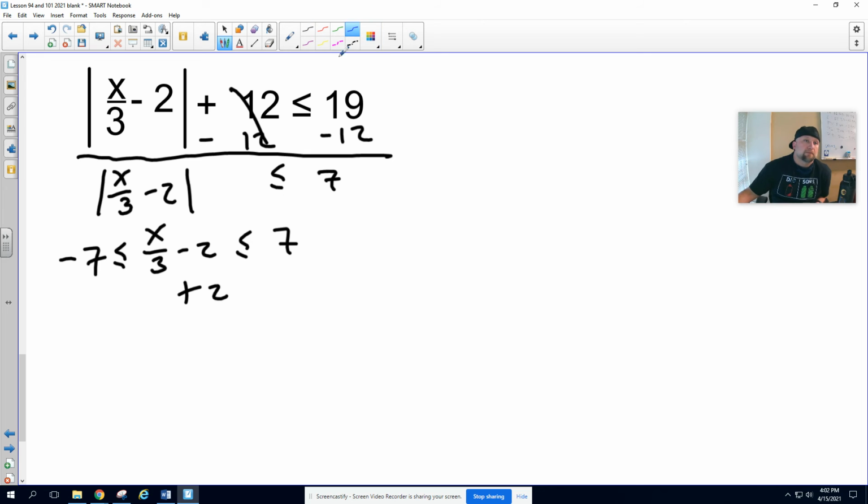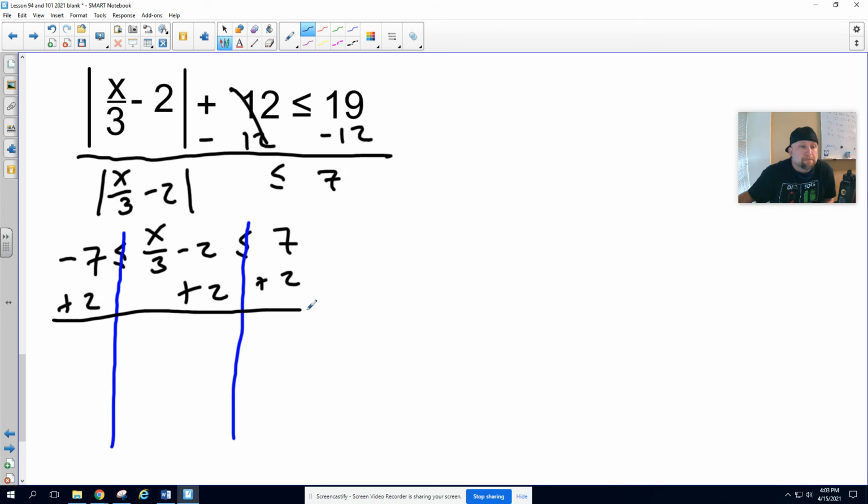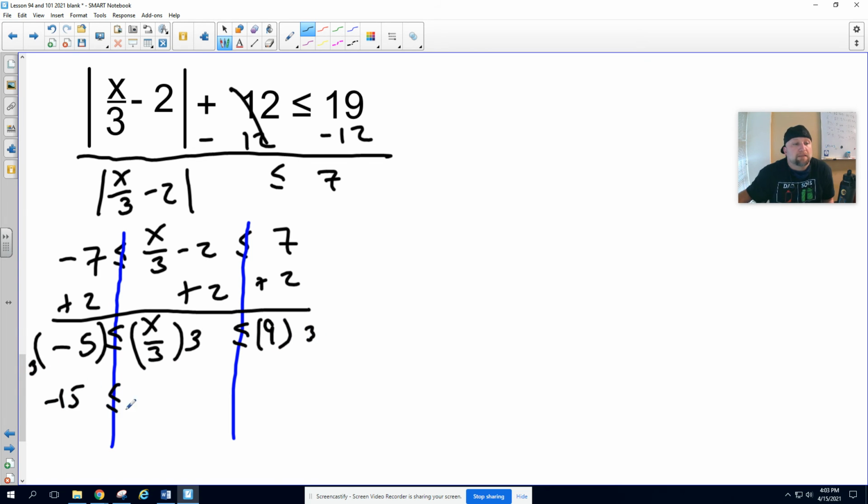Now, because this is a 3-part inequality, remember, it can be helpful to draw those lines, because you should still end up with 3 parts. This is an and inequality, so you add 2 to all 3 parts. So you get negative 5 less than or equal to x divided by 3, less than or equal to 9. And then you multiply by 3 on all parts, and you get negative 15 less than or equal to x less than or equal to 27.